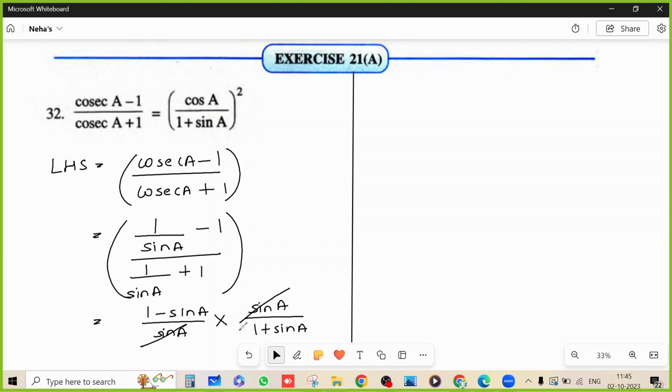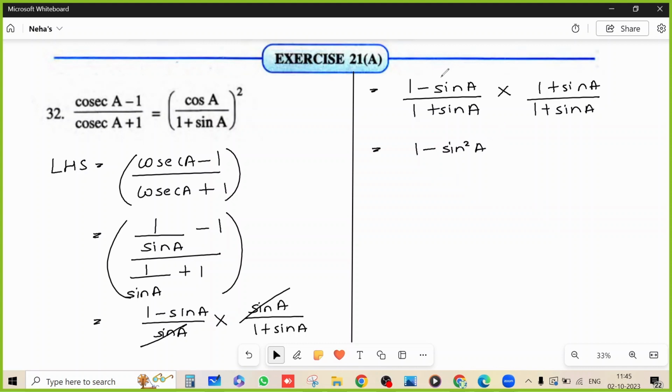Sin A will get cancelled out, and we are left with (1 minus sin A) divided by (1 plus sin A). Now we will multiply both the numerator and denominator by 1 plus sin A, because we need (1 plus sin A) square in the denominator. So the numerator will become 1 minus sin square A. This is because (A minus B) into (A plus B) is equal to A square minus B square, and the denominator will become (1 plus sin A) whole square.